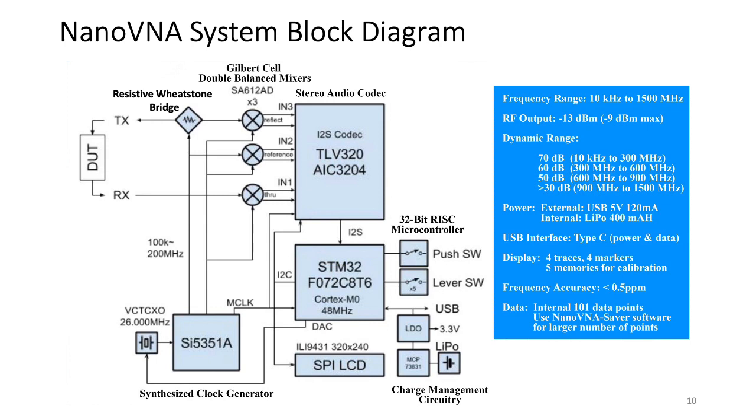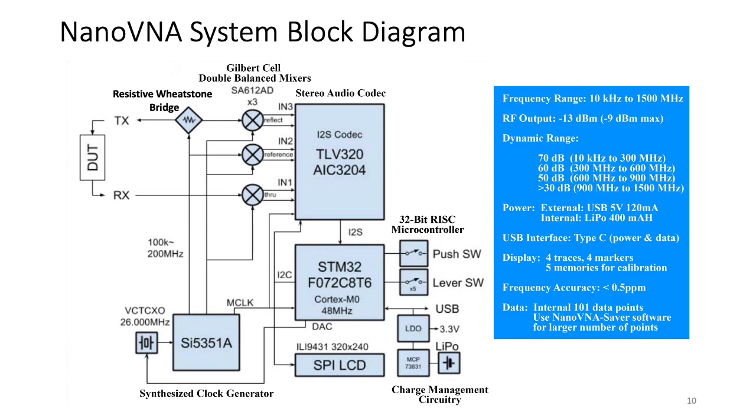The system block diagram of the NanoVNA is actually quite simple. The input is a resistive Wheatstone bridge, as we discussed earlier, a very nice broadband device that allows the measurement of both transmitted and reflected power or voltages. The output of the Wheatstone bridge is passed to a set of Gilbert cell double balanced mixers. The local oscillator for the NanoVNA H version is established by a clock synthesizer chip, the SI5351A.